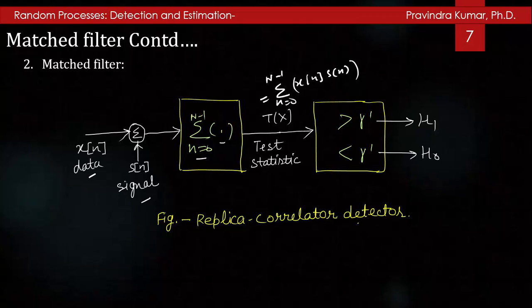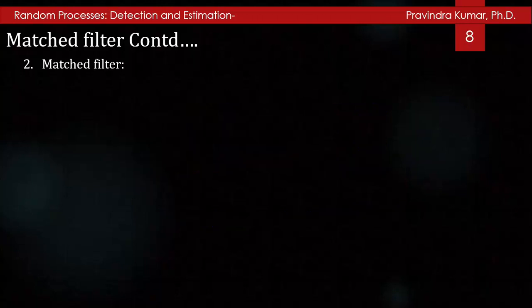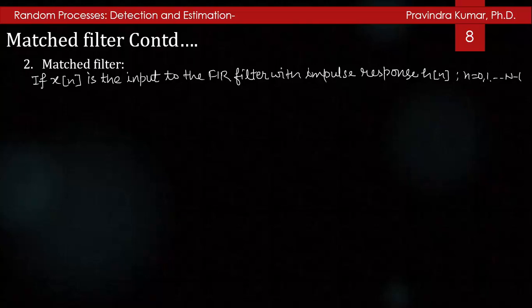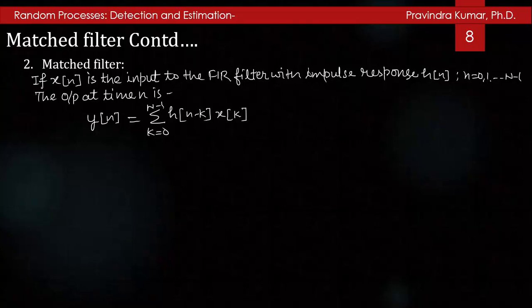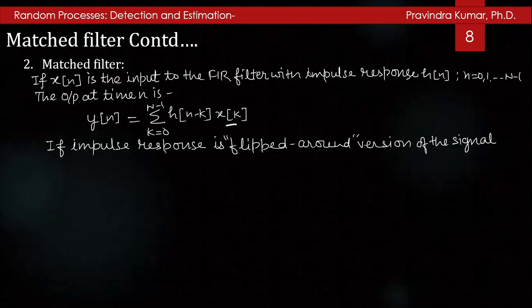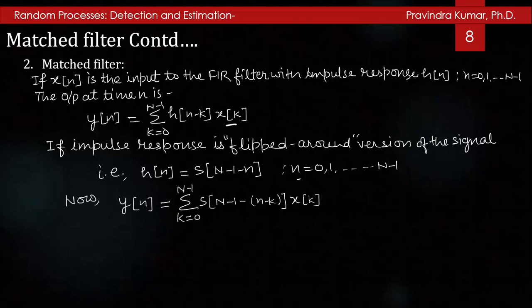In another way, the test statistic T(x) of the replica correlator detector can be viewed as doing finite impulse response filtering on the data. So if x[n] is an input to the FIR filter with impulse response h[n], where n = 0 to N-1, then the output y[n] will be equal to the summation k = 0 to N-1 of h[n-k]x[k], the convolution sum. If we consider the impulse response of the FIR filter to be the flipped around version of the signal to be detected, so h[n] will be equal to s[N-1-n], where n = 0 to N-1. Then the output y[n] will be the summation k = 0 to N-1 of s[N-1-n+k]x[k].